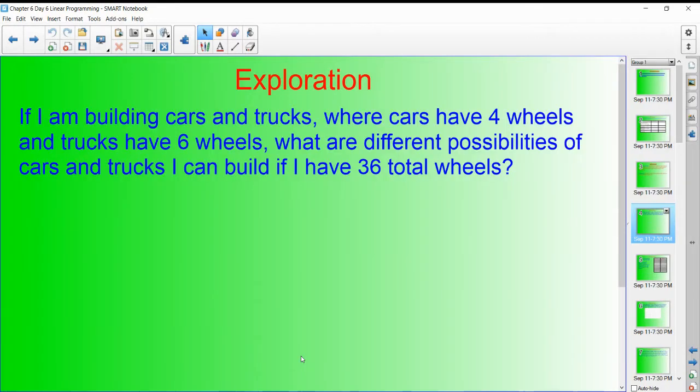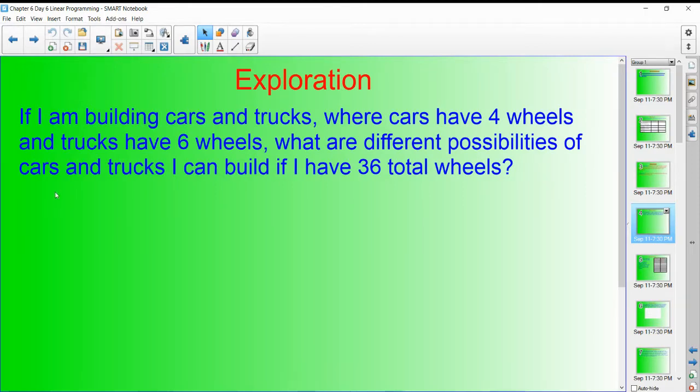So let's explore. Let's say I'm building cars and trucks. Okay, my cars that I'm building have 4 wheels. The trucks are a little bigger, they have 6 wheels. What are the possibilities of the cars and trucks I can build if I have 36 total wheels? So I want you to list as many possible cases as you can.